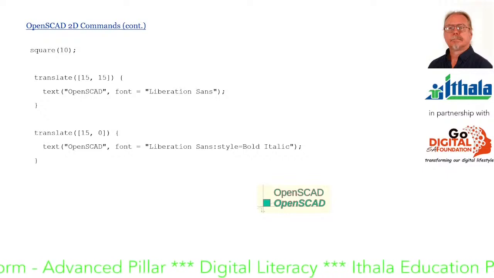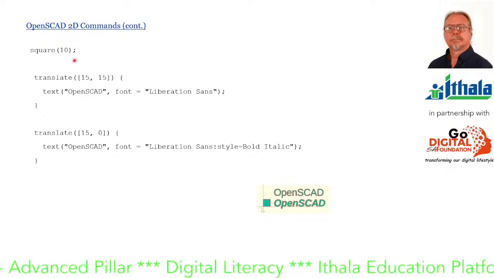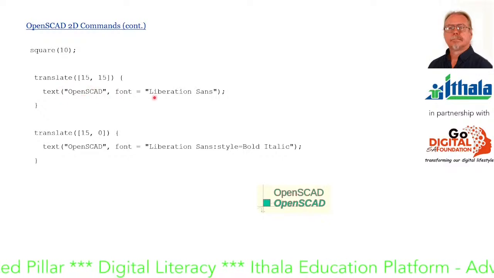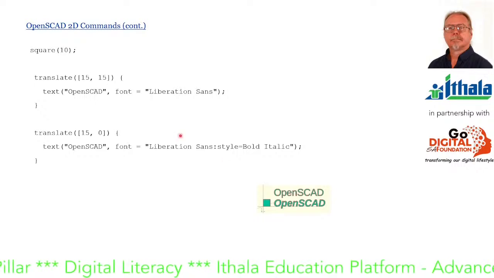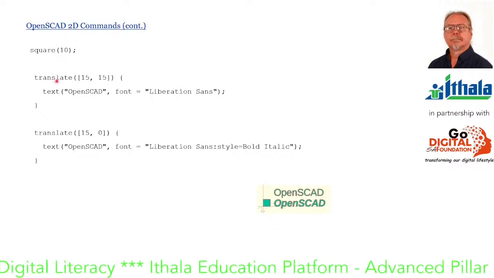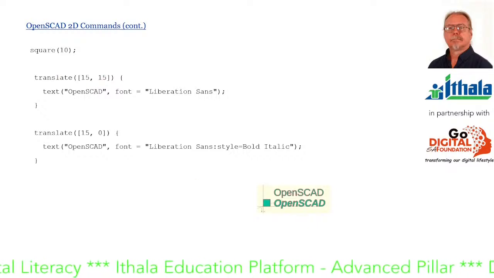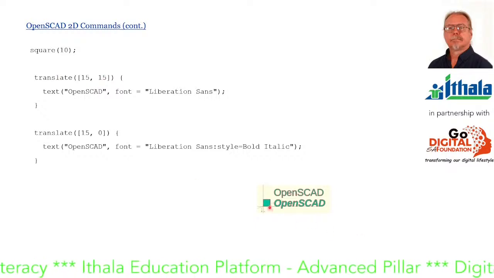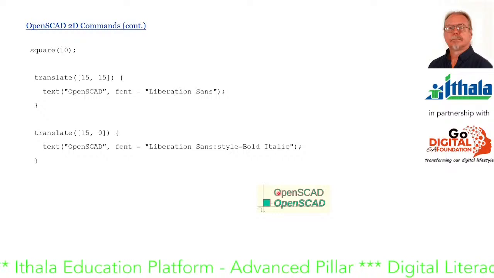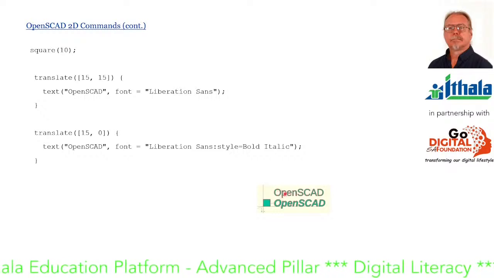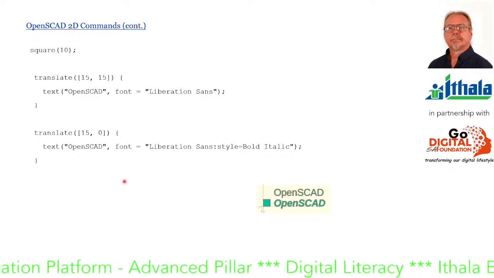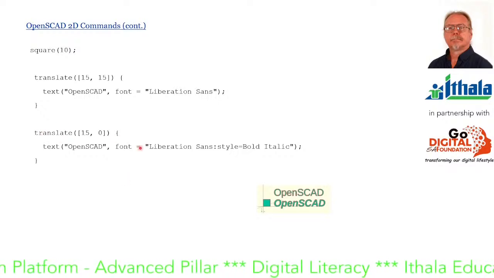Okay, so here's some examples. You can say square 10, translate 15 15, text OpenSCAD, font Liberation Sans. Square 10 makes a square, starting at the origin here. Translate 15 15, that's shifting it 15 over and 15 up, and then text OpenSCAD, so it's going to create OpenSCAD using the font Liberation Sans.